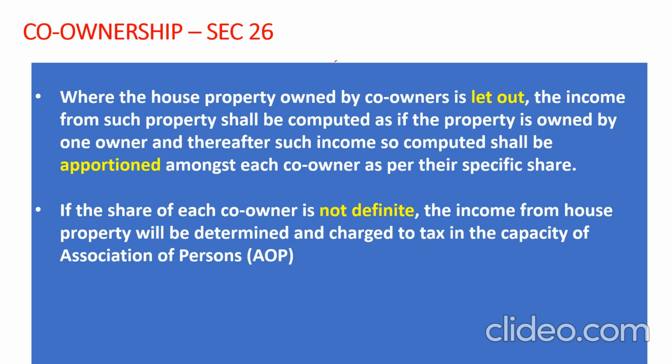Where the house property owned by the co-owners is let out, the income from such property shall be computed as if the property is owned by one owner, and thereafter such income so computed shall be apportioned amongst each co-owner as per their specific share. If the share of each co-owner is not definite and if it is not ascertainable, then the income from the house property will be determined and charged to tax in the capacity of an association of persons.